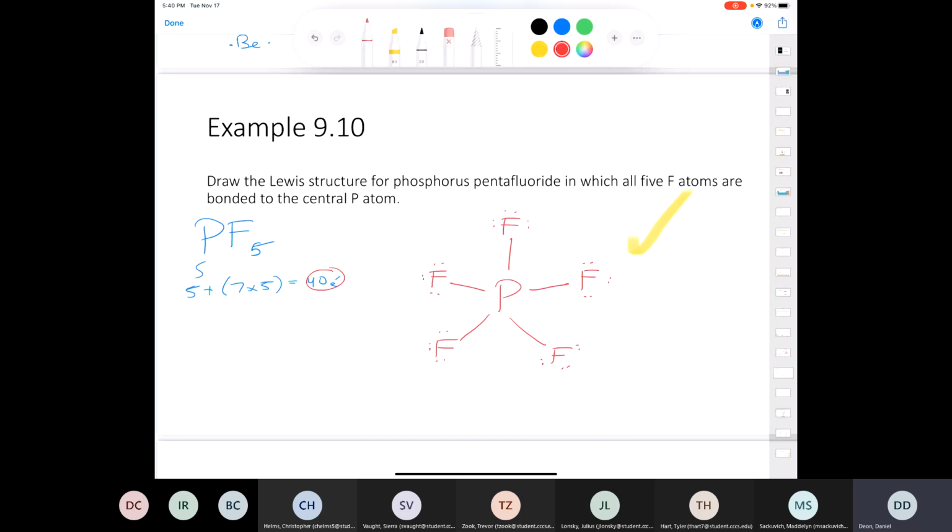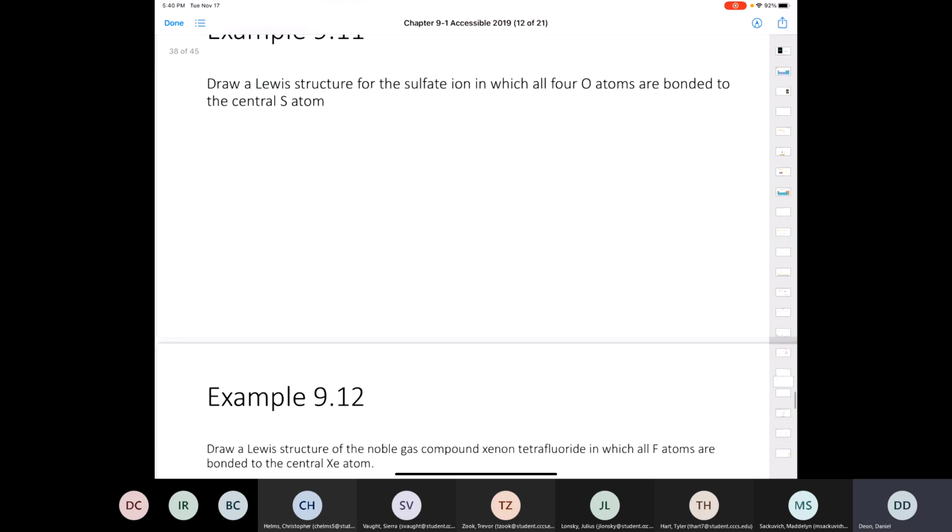What do you notice? That phosphorus has an expanded octet. Why can it do that? Because phosphorus is in the third period. All right. Let's try another one.